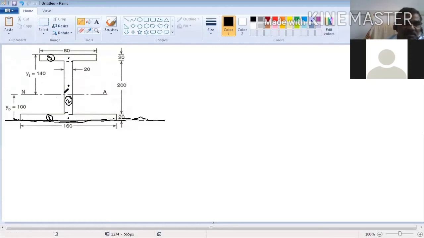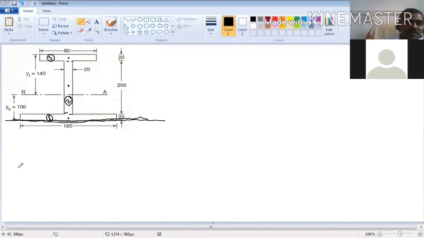This point, below this point, somewhere here. But we don't know the distance. We don't know the distance, so you have to calculate that. The procedure is the same. I'm taking this as a reference. With respect to this, you write the equation.